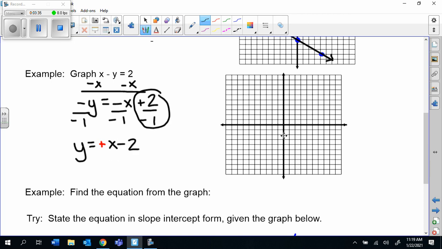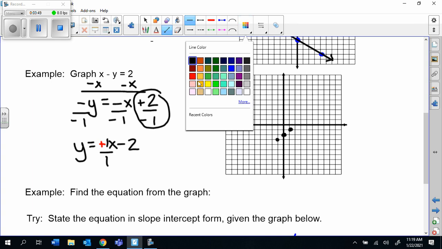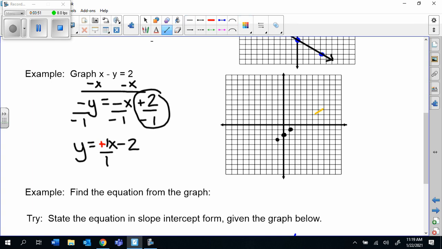So go down 2 and plot your point. And then remember, my slope is just a 1 over a 1. So up 1, right 1, or down 1, left 1, and draw your line. Kind of missed. Sometimes the errors don't show up until later. Like this one should go through all of these diagonal corners exactly.